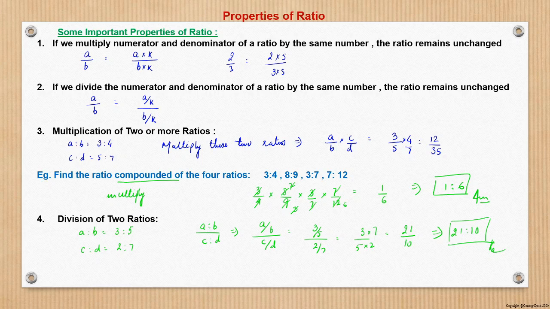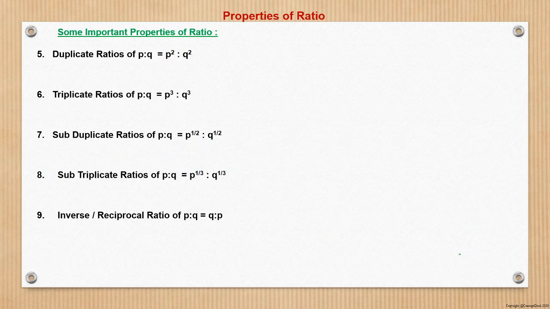So these are some very basic things, need not even be mentioned here, but just keep in mind, at many places this may come in handy. Now these are some special terms, right? So here the duplicate ratio of p by q is p square is to q square. So if anyone asks what is the duplicate ratio of 3 is to 4, the duplicate ratio will be nothing but 9 is to 16, right? That is p square is to q square.